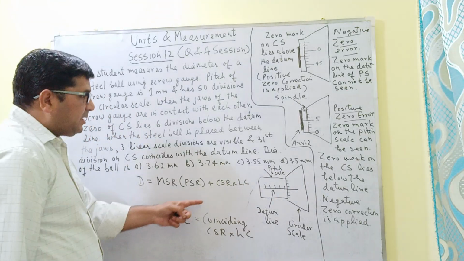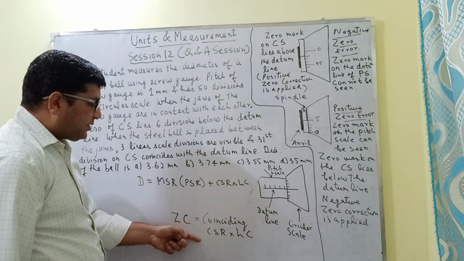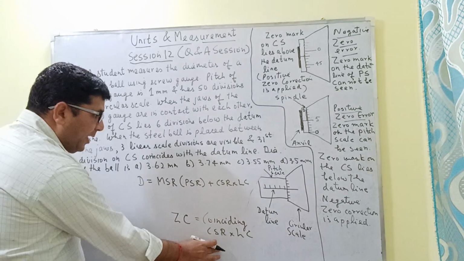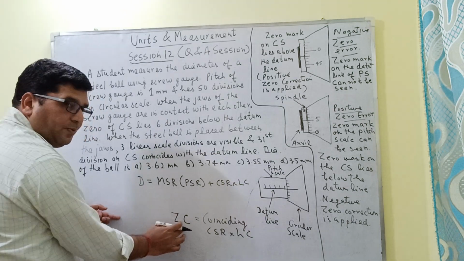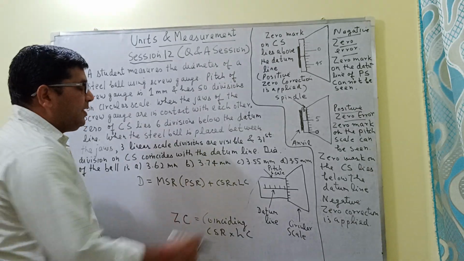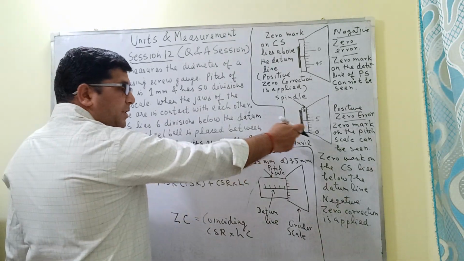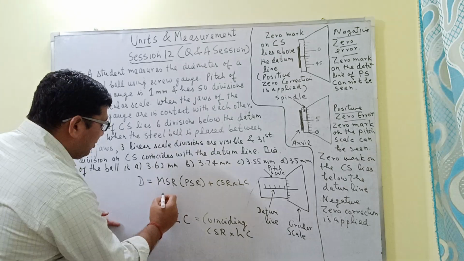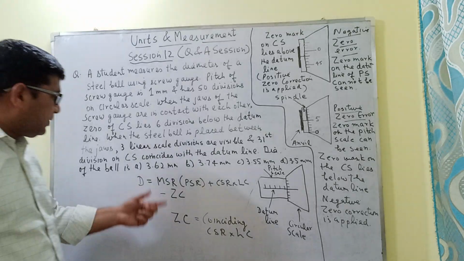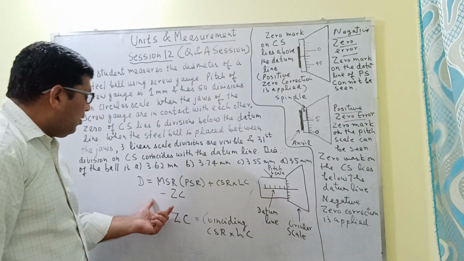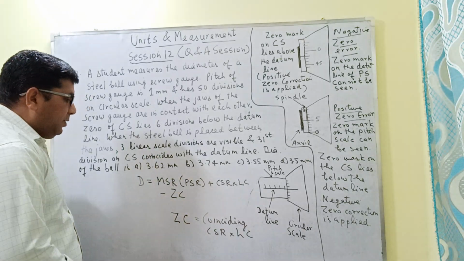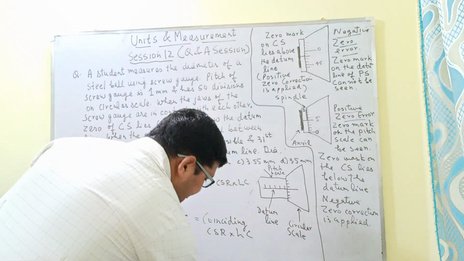Now in the case of positive zero error, the negative zero correction is applied, that is we will be subtracting the value of the zero correction from the measurement which we have got from this screw gauge. So that will be equal to minus ZC, that is the zero correction. Okay, so this is the value of the dimension of any object in the case of a positive zero error.